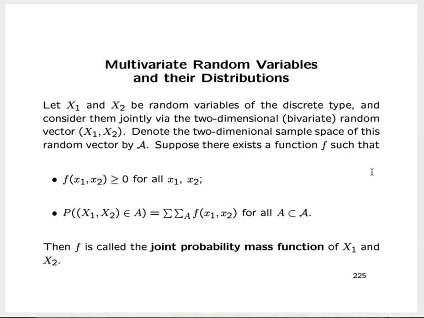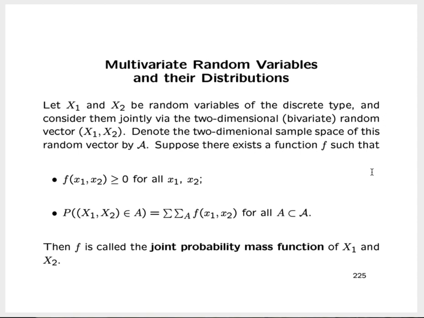Let X1 and X2 be random variables, each of the discrete type, and consider them jointly via the two-dimensional bivariate random vector, or bivariate random variable, (X1, X2). Denote the two-dimensional sample space of this random vector by script A.